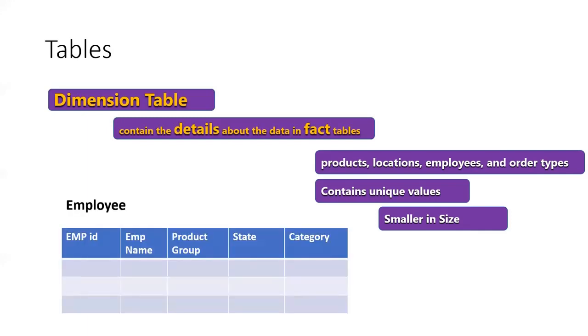And you can see this employee table. In employee, you can see employee ID, employee name, product group, state and category. These are the information stored in the particular employee table. It will not contain, like, an employee salary column. That will be in a fact table. It may be called some different name, but that will be in another table which is called a fact table.